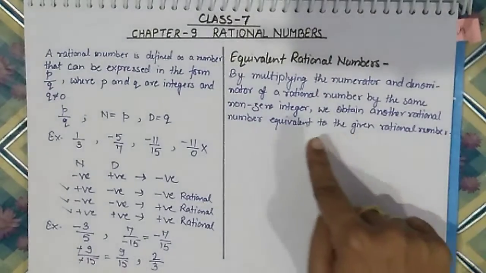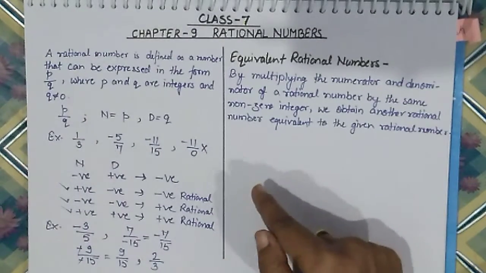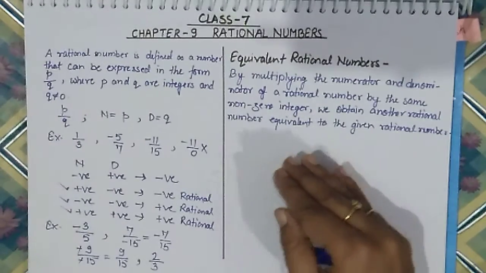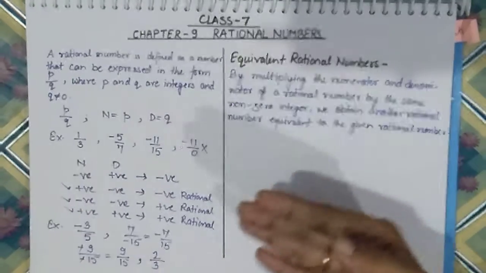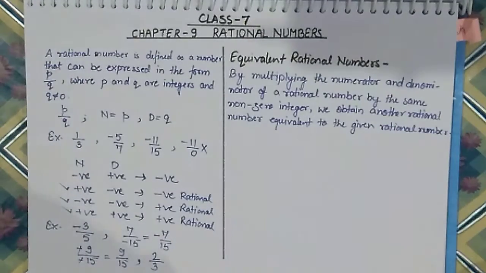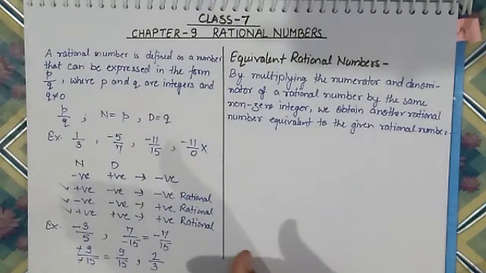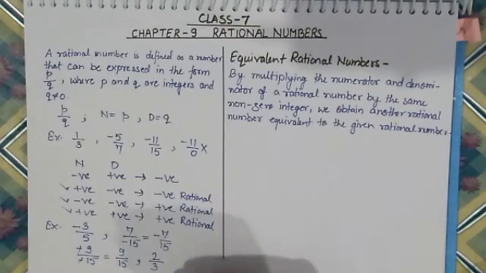Next topic we're going to discuss in this video is equivalent rational numbers. Whenever we multiply any rational number, both numerator and denominator, by any non-zero integer like 2, 3, 1, minus 1, minus 2 (it must be non-zero, otherwise it can be any integer), we get another rational number with different numerator and denominator, but they are exactly equal to each other. That is called an equivalent rational number.